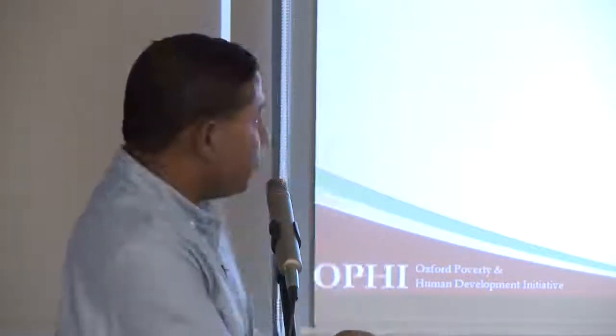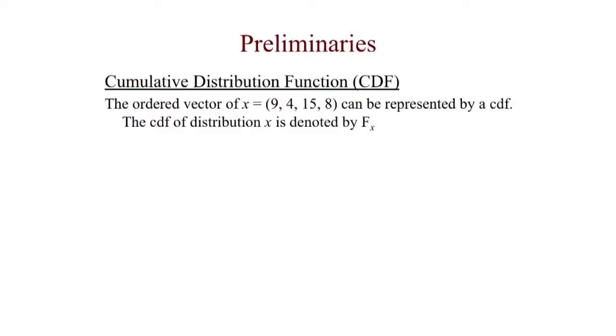Now the cumulative distribution function is often used in understanding income distribution. So if we have this vector x equal to this, it can be represented by a CDF. The CDF of distribution x we denote by Fx. How does it look?